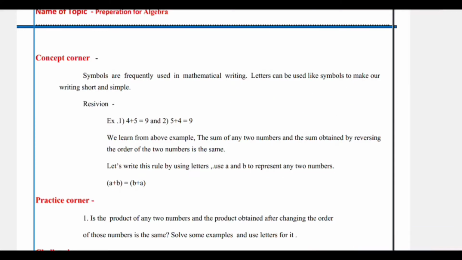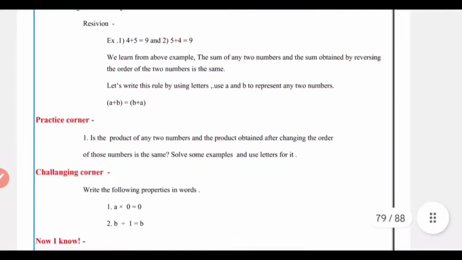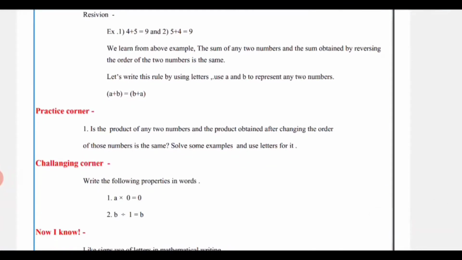Now let us see what is there in the practice corner. In the practice corner, we have given this question: is the product of any two numbers and the product obtained after changing the order of those numbers the same? And we have to write an example and use letters for it. And in the challenging corner also, we have given the properties. We have to write them in words. So let us do the practice corner and challenge corner in our notebook.